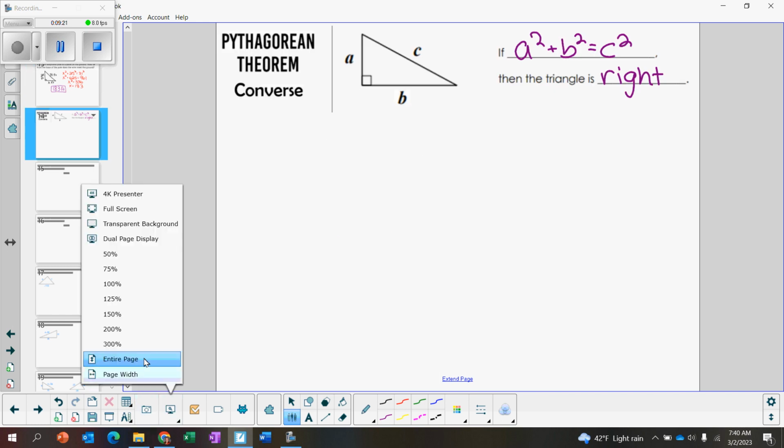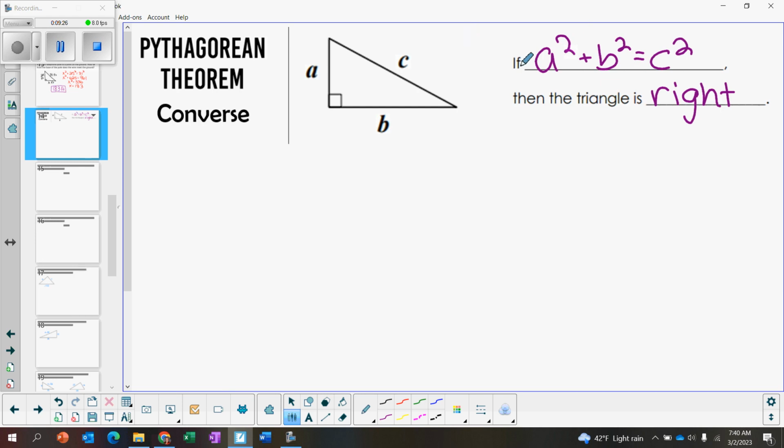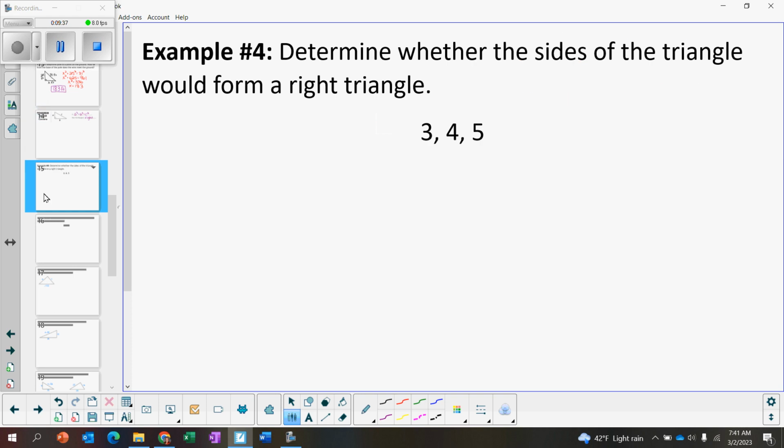So the converse of the Pythagorean theorem is if you can take three numbers without necessarily knowing it was a right triangle, if you could take three numbers and a squared plus b squared does equal c squared, then we can say the triangle is a right triangle. So here we want to determine whether the sides of the triangle are right triangles. We might already recognize this. Let's check anyway. If I plug in 3 squared plus 4 squared equals 5 squared, and I'm choosing 5 because it's the biggest.